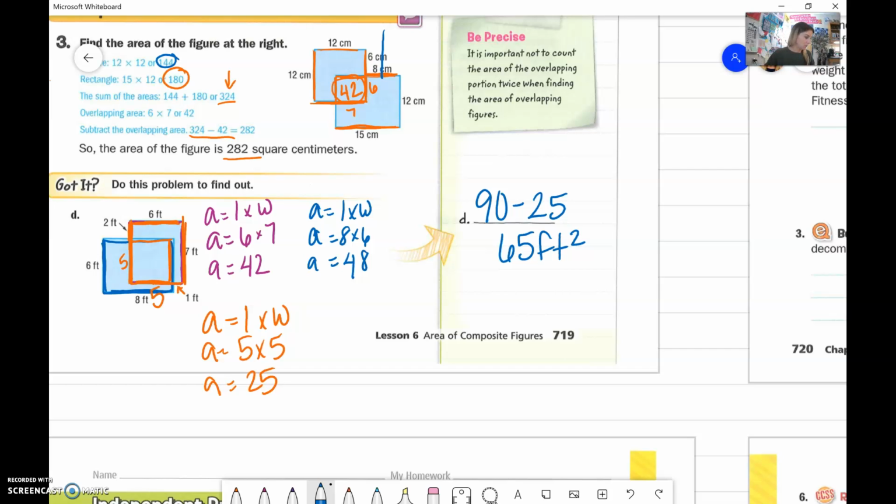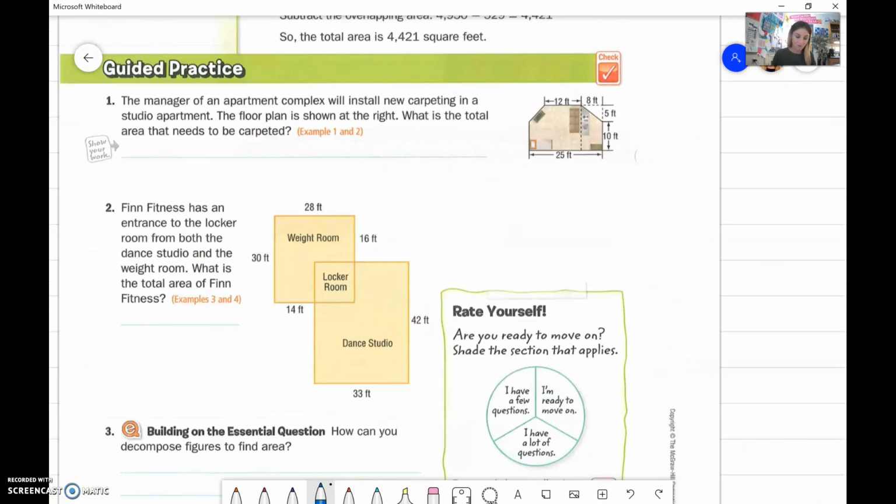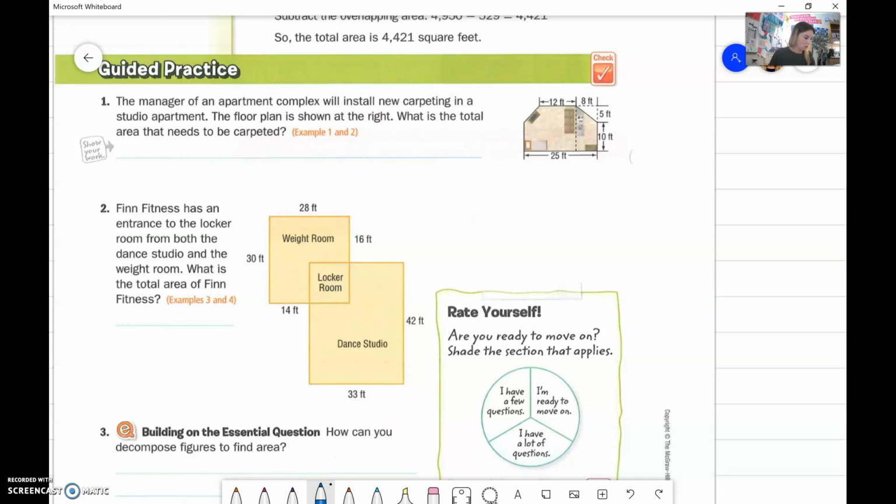All right, let's take a look at the next page for some guided practice. So go ahead and flip over, and we're going to take a look at 1 and 2. It says the manager of an apartment complex installed new carpeting in the studio apartment. The floor plan is shown to the right. What is the total area needed to be carpeted?